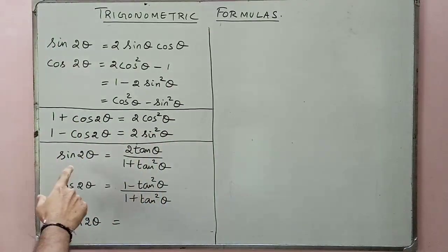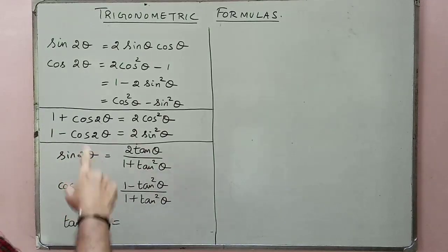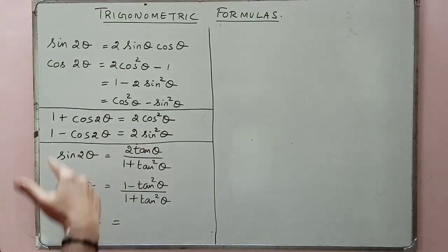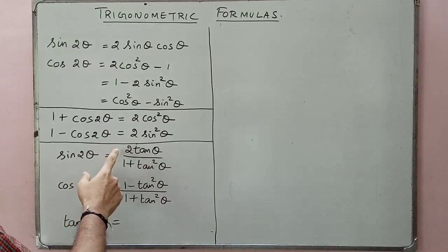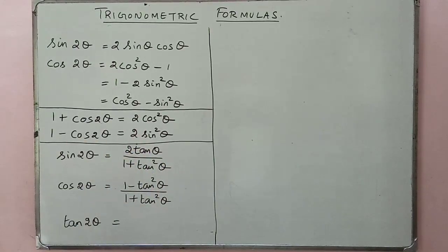The third set, sin 2 theta in terms of tan theta. Sometimes we may require it in terms of tan theta. The formula is 2 tan theta by 1 plus tan square theta. Cos 2 theta is 1 minus tan square theta by 1 plus tan square theta.